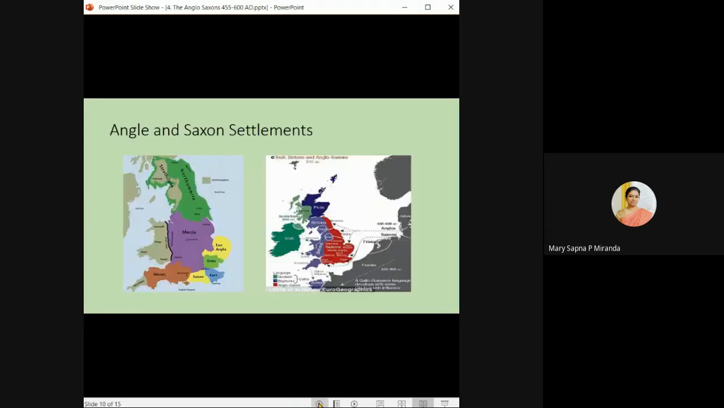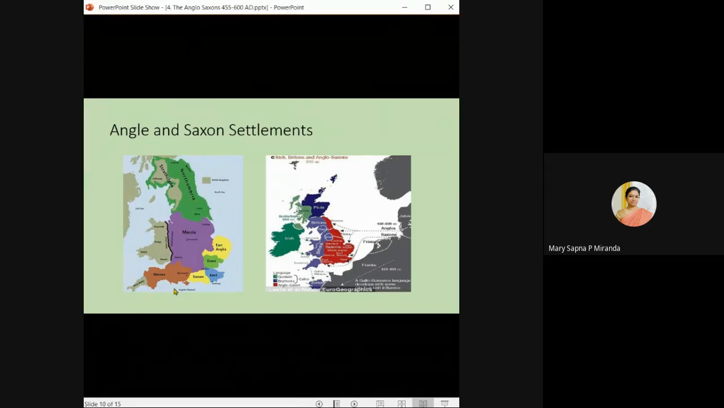I'll take you through the settlements and maps once again. So this is your now British kingdom, only this much British as in the original inhabitants, the Celtic people. The rest all went to the Anglo-Saxons. So the northern region, Northumbria, Mercia and East Anglia went to the Angles.